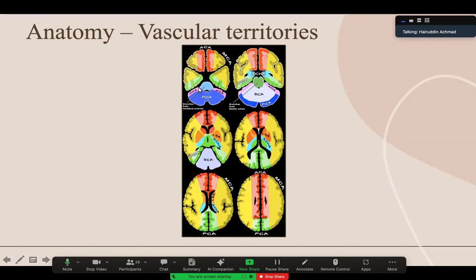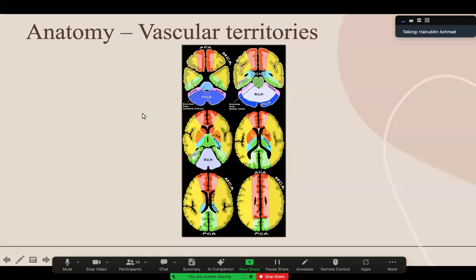Okay, so anything which is supratentorial, meaning the brain above the tentorium, is mostly anterior circulation, except for the occipital lobe and also part of the temporal lobe here. And then all the structures in the infratentorial brain are from the posterior circulation.